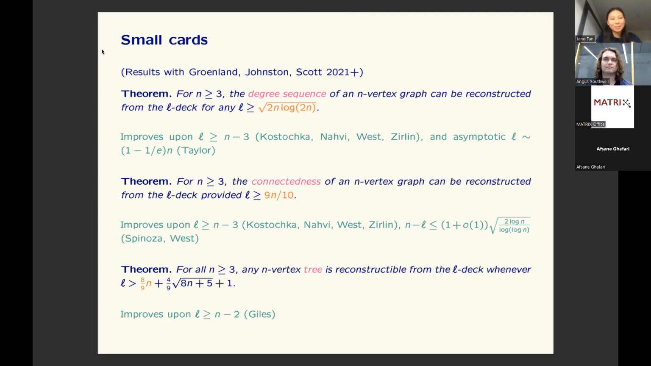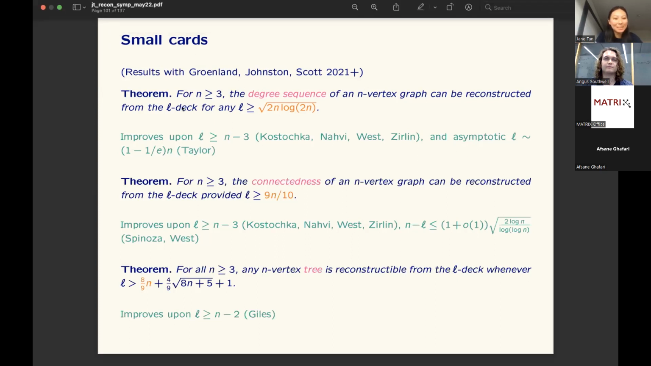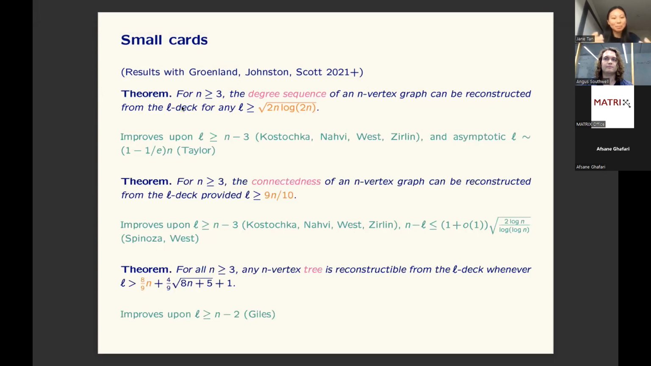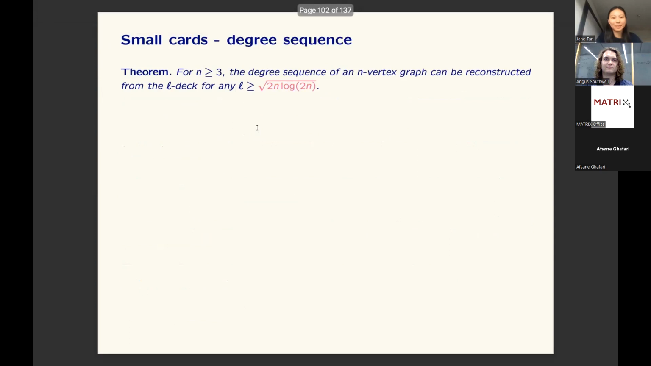What's interesting, though, is that there are some quite different proof techniques here. So in the last 10, 15 minutes, I'm going to just outline some of those techniques. Let's start with the degree sequence. So here's that result again.